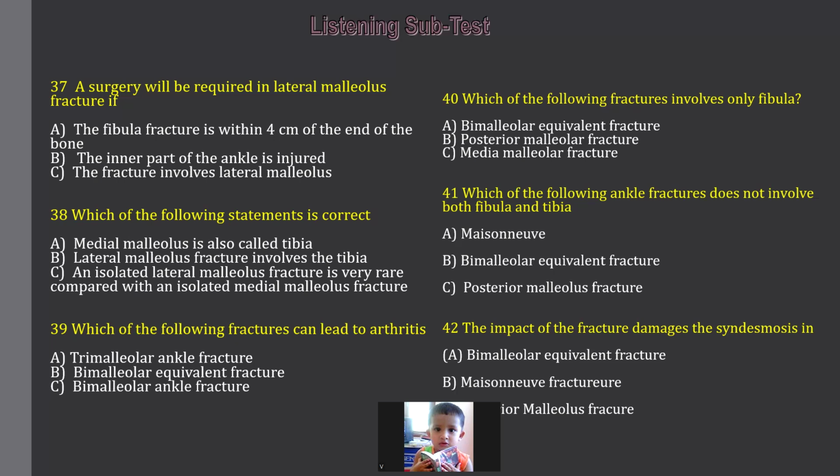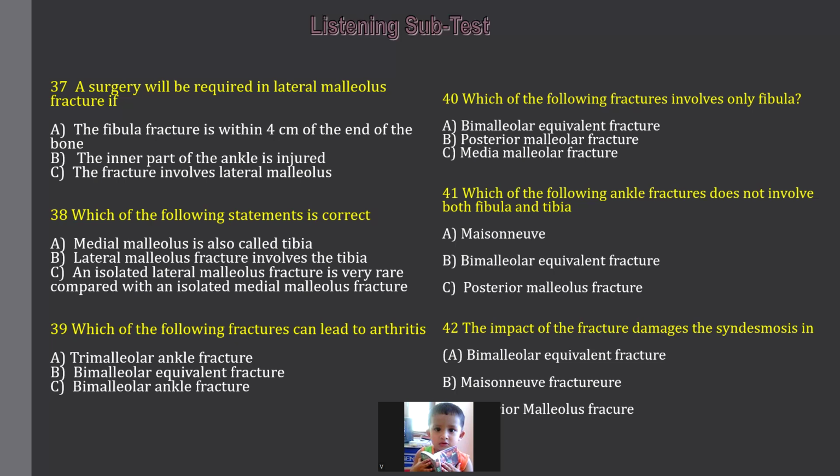Lateral malleolus fracture is the ankle fracture that involves only the fibula. Most lateral malleolus fractures can be treated without surgery if the ankle joint remains stable. Surgery is recommended in case of an unstable joint or if the ligaments are damaged. However, the hint for surgical recommendation is when the fibular fracture is within 4 centimeters of the end of the bone. In such a case, the fracture can be treated non-surgically if there is no injury on the inner part of the ankle.